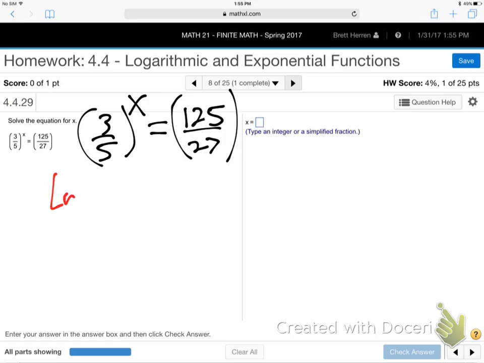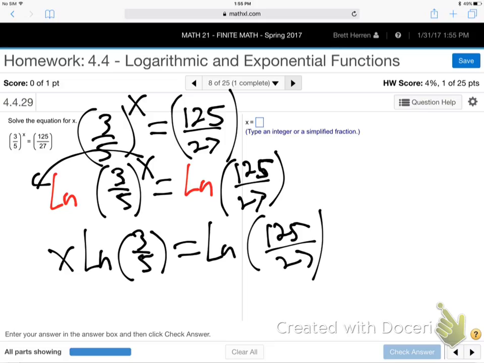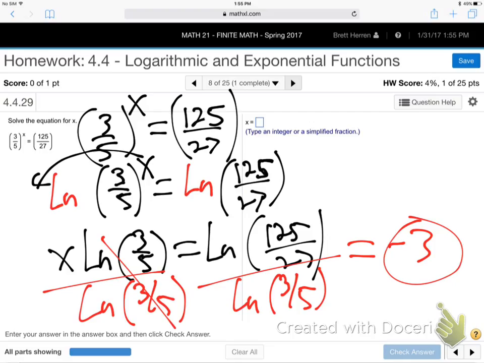Ln on both sides. Good, the power comes down. It's a great thing about logs. They bring powers down. Last step to get x alone: divide by that whole ln of 3/5 thing. And I would just type that whole thing on your calculator, and it'll come out -3, right? You can type all that in.